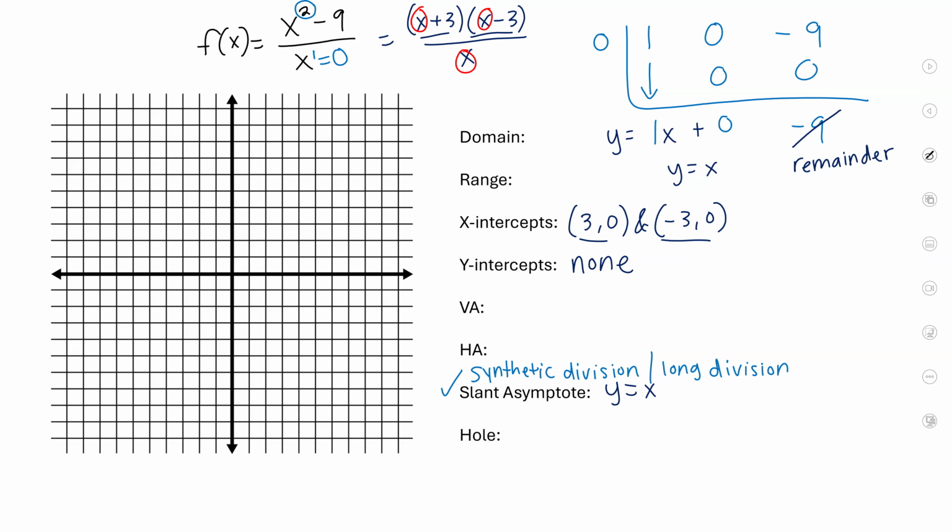Okay, so I'm going to plot everything. I have my x-intercepts at -3, 0, and 3, 0. My vertical asymptote is at x equals 0. My slant asymptote is y equals x. That's at the origin, and then you go up 1 over 1. So this is my slant asymptote.